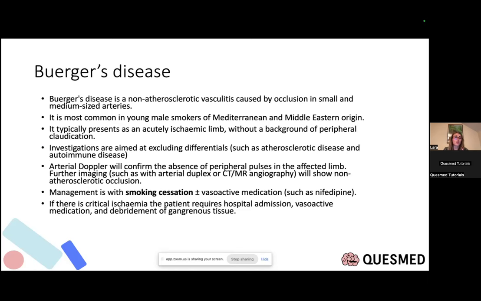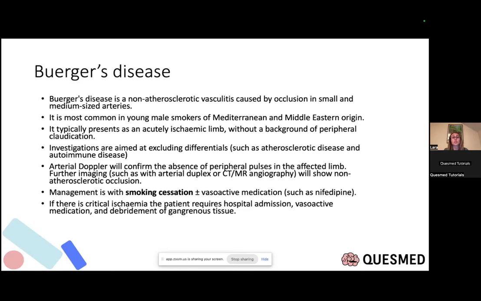Patients with Berger's can present really acutely with an acutely ischemic limb, and they don't have to have that background of peripheral claudication because they're not slowly atherosclerosing their arteries off. We have a patient in one of my hospitals who has Berger's disease. It's a young Caucasian woman who has continued to smoke, and she's slowly having amputations. At the beginning of my placement up in Leeds, she had her left leg amputated. Then she had her right leg amputated. Now she's having her fingers amputated as well.